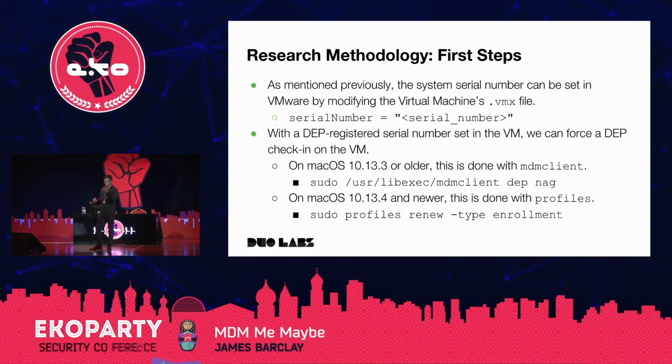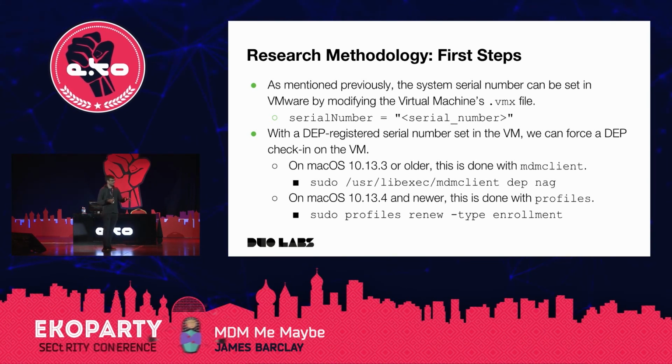So, as I mentioned previously, changing the serial number in VMware Fusion's VMX file to be that of a DEP-registered serial number will confirm that that is the only piece of information that determines what activation profile is retrieved. This can easily be verified by using either the mdmclient or profiles binary to force a DEP check-in. On 10.13.3 or older, you would use mdmclient, and on 10.13.4 or later, you could use profiles.